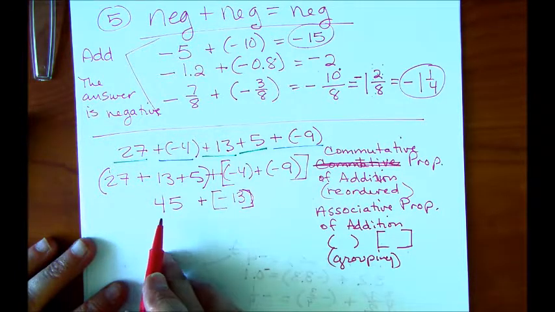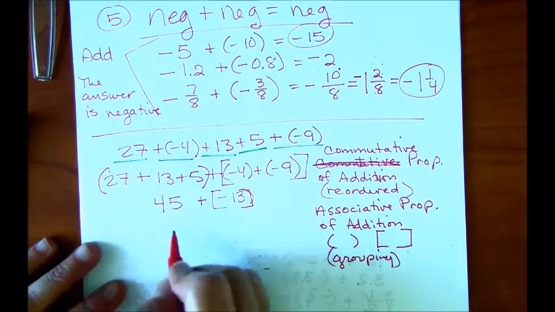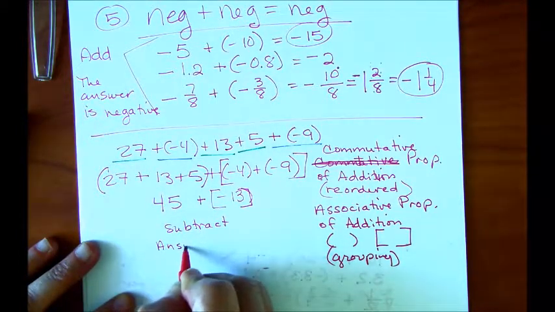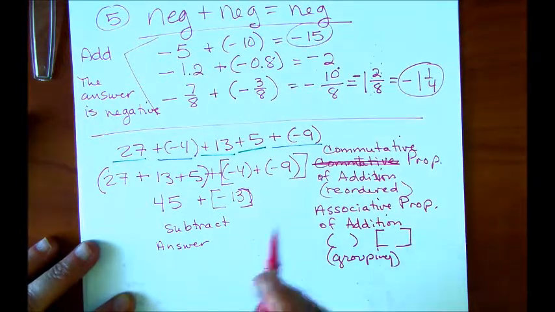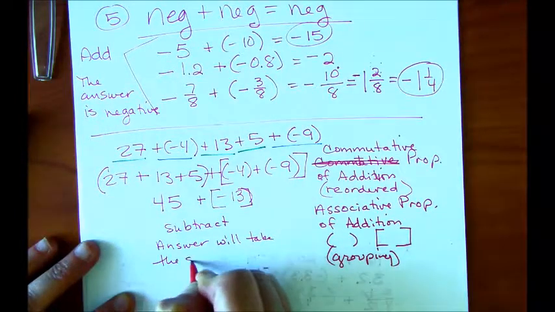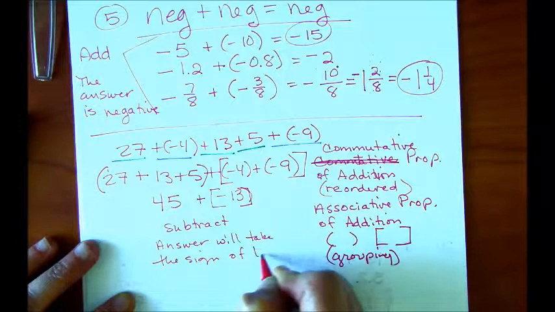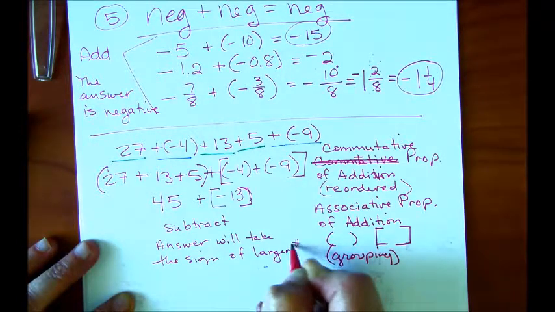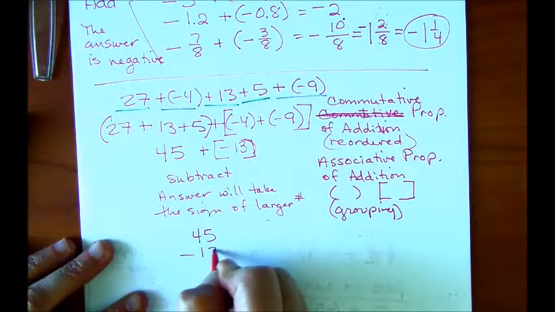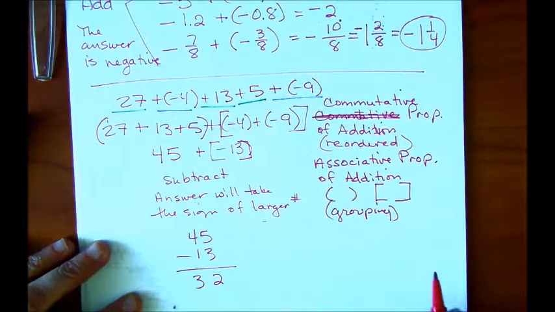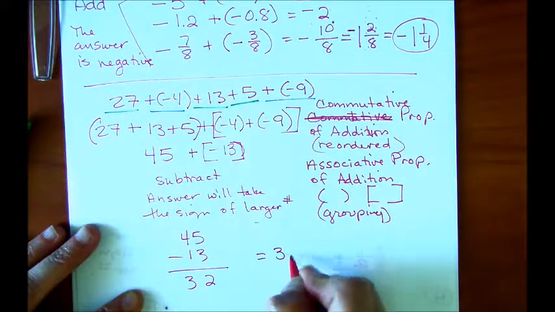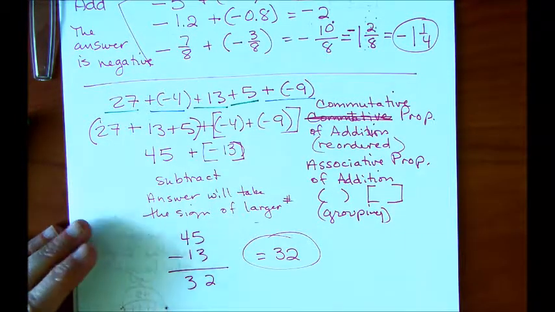Again, I've got a positive plus a negative. So we know that when we have a positive plus a negative, we're going to subtract, and the answer will take the sign of the larger number. So let's take 45 minus 13, which is 32. Now notice 45 is larger than 13, so my answer is a positive 32.